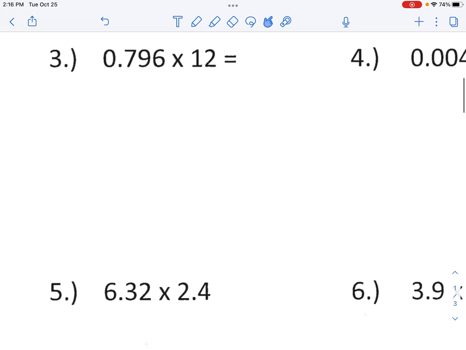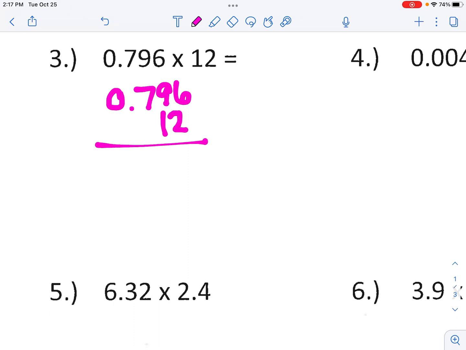Number 3, 0.796 times 12. Always put the number with more digits on the top. 2 times 6 is 12. 2 times 9 is 18, plus 1, 19. 2 times 7 is 14, plus 1 is 15. Now put your 0 placeholder. 1 times 6, 1 times 9, 1 times 7.